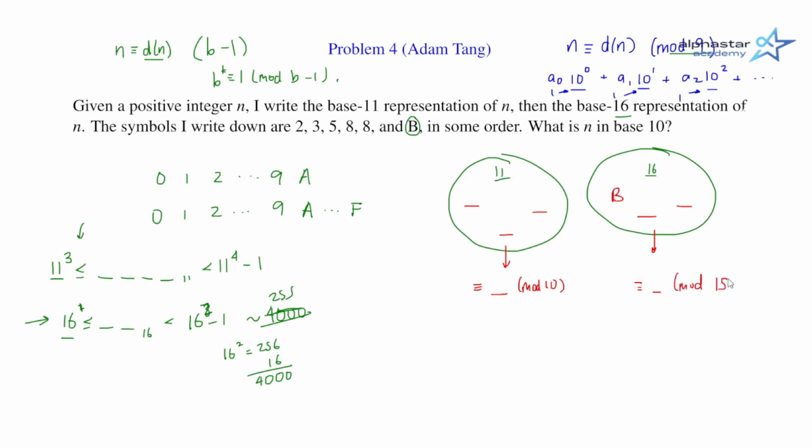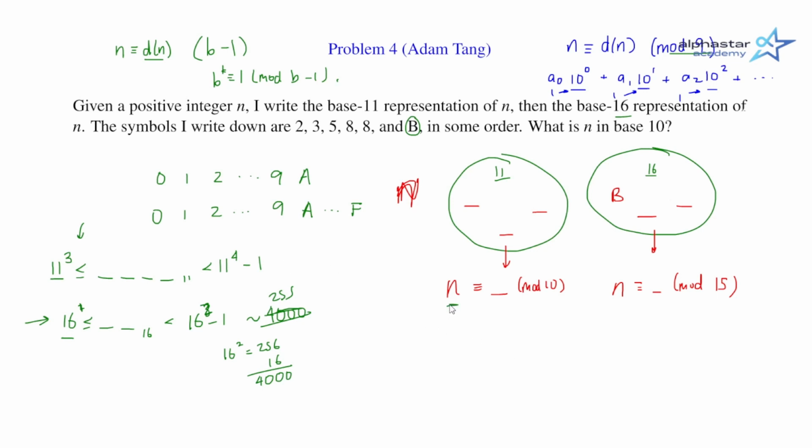In particular, we know that this same number, if we say that the n in base 10 is just n, then n is congruent to the sum of these 3 digits mod 10, and the sum of these 3 digits mod 15. Notice anything special about 10 and 15? They're both multiples of 5.